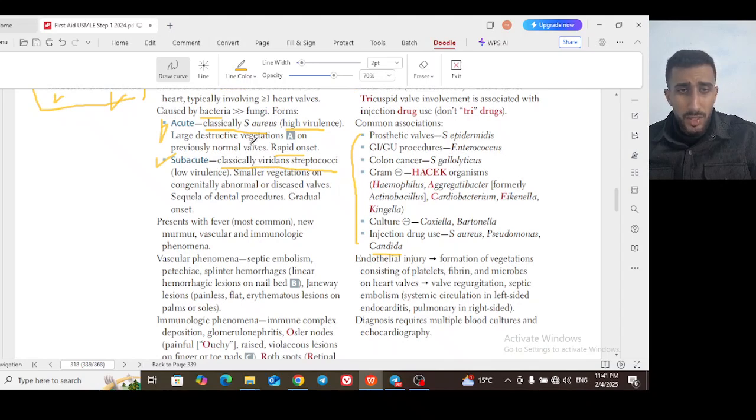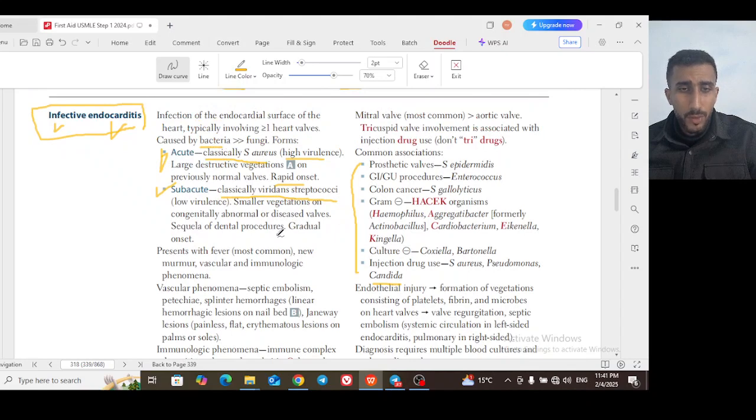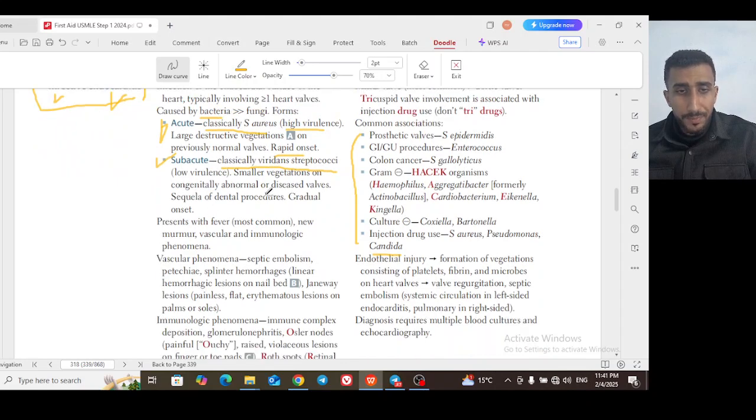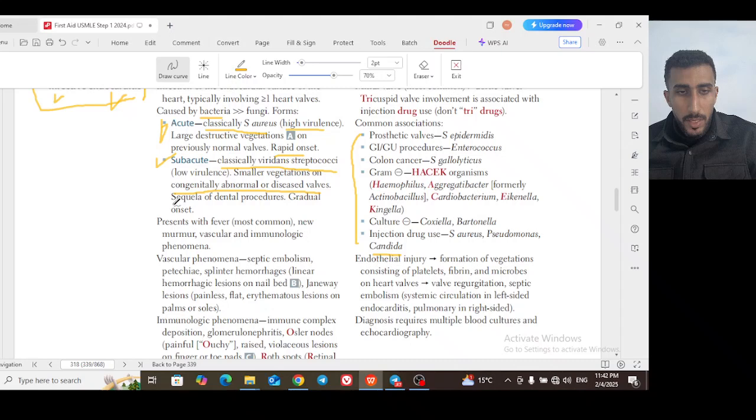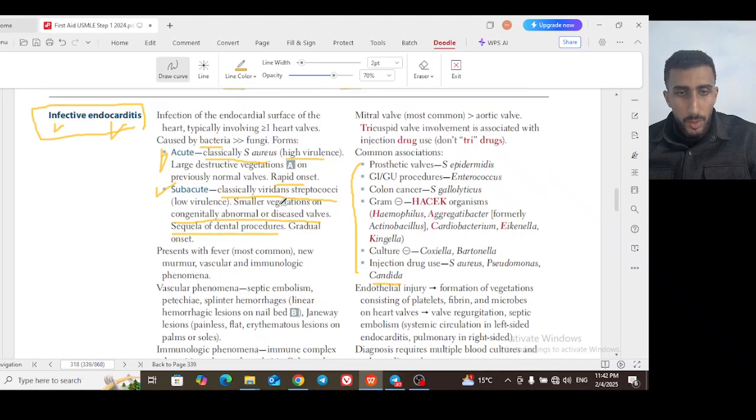Unlike the larger destructive vegetation of acute infective endocarditis, you may have a smaller vegetation. As long as this organism is non-virulent, unlike Staph aureus, it has to be on top of a congenitally abnormal or diseased valve to take advantage of it. So it may be a sequela of dental procedures. Very famous for the streptococci to cause infective endocarditis, and you may have to take prophylaxis.